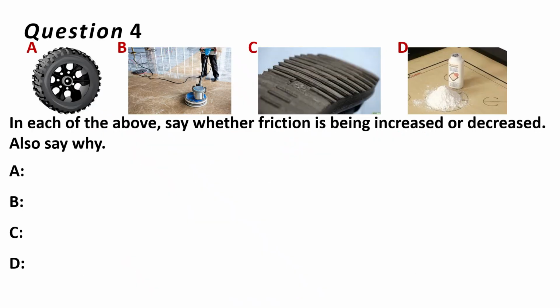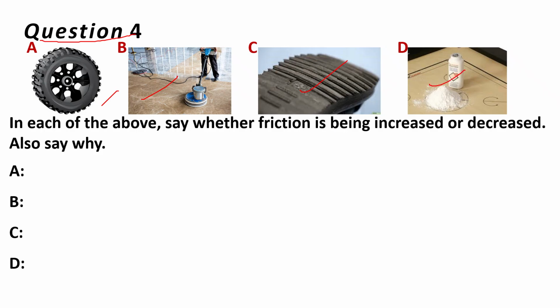Next is question number 4. Write question number 4. Always write the question number. Now you have got 4 pictures, 1, 2, 3, 4: capital A, capital B, capital C and capital D.